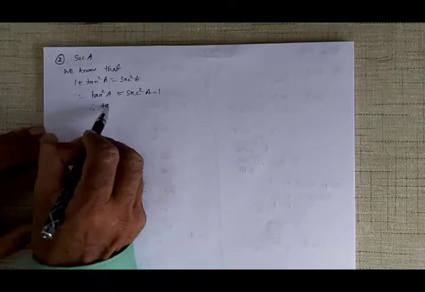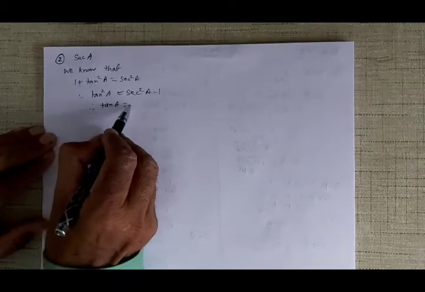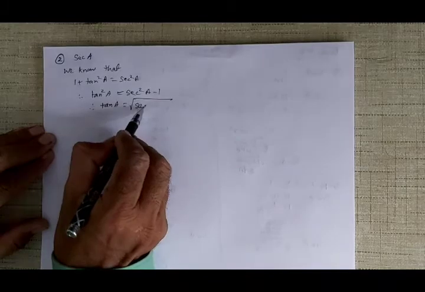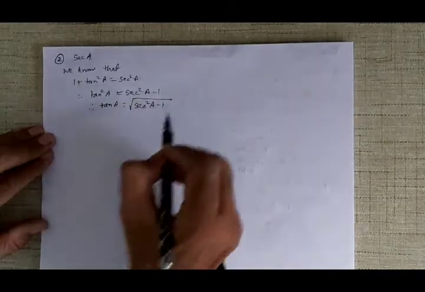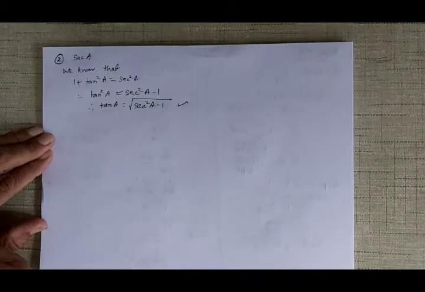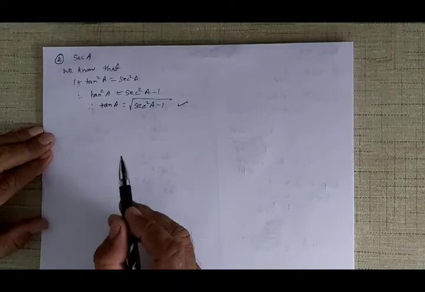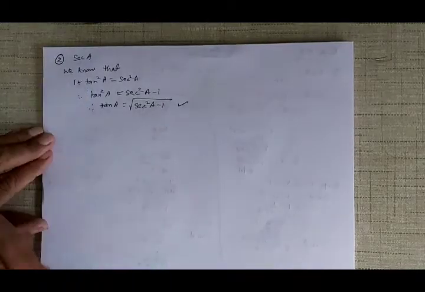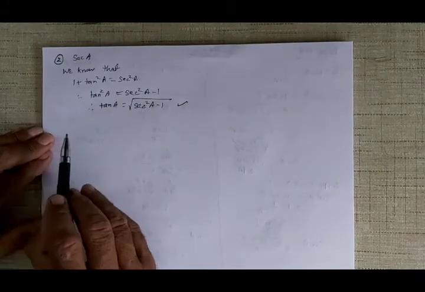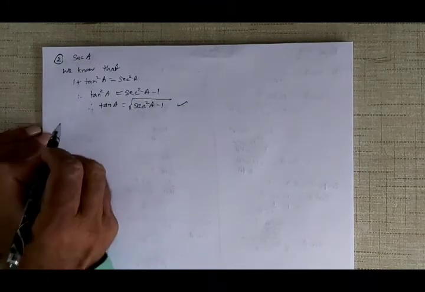Therefore, I can say that tan A is equal to square root of sec square A minus 1. This is your first one. It says write all the trigonometric ratios in terms of sec A. So sec A is sec A. Then tan A is also given in terms of sec A. Now I got tan A.